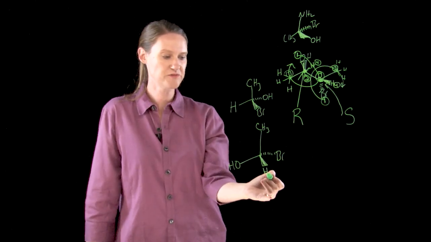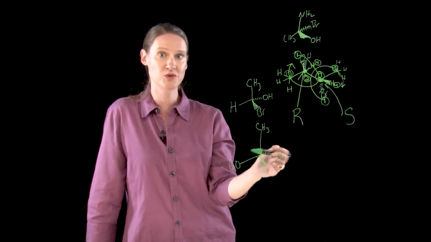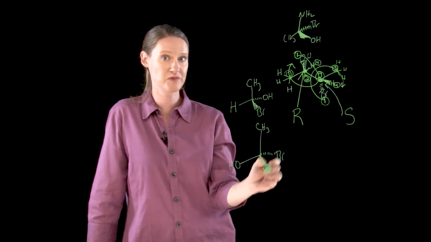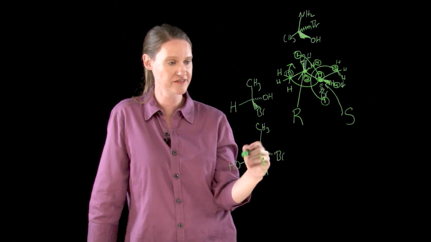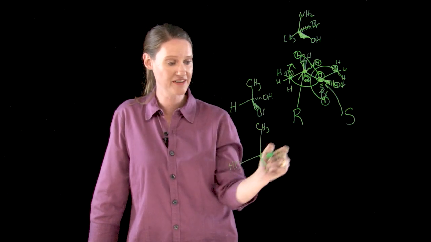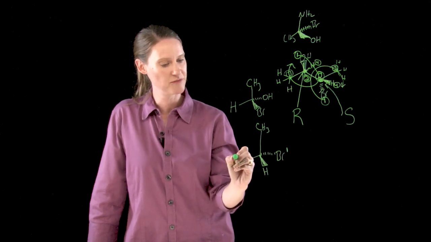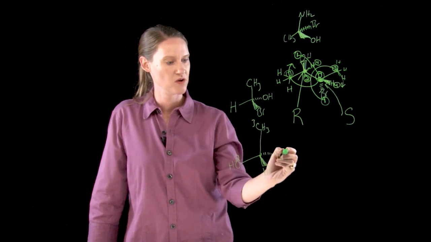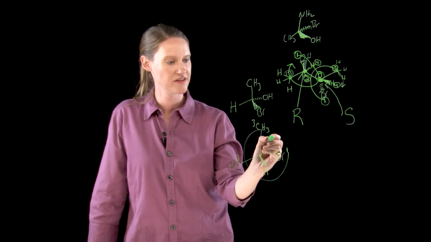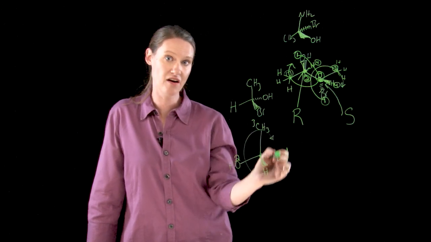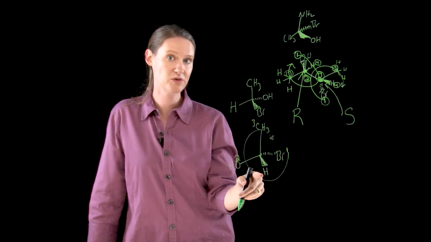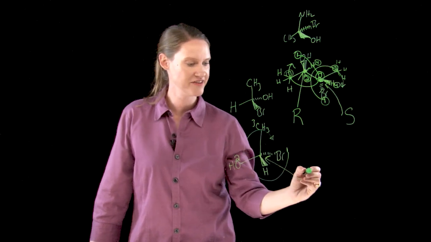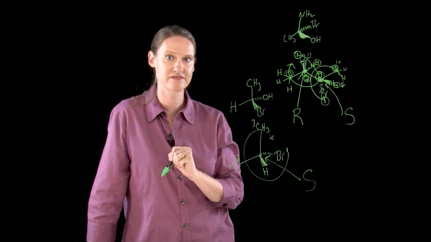So now that my lowest priority is on either a wedge or a dash, then I can use my usual tricks. Okay, so now we need to assign all of the priorities. So bromine has the highest atomic number, followed by oxygen, followed by carbon. 1, 2, 3. This appears to be R, but my lowest priority is on a wedge, and so I'm going to flip it, and this is an S stereocenter.